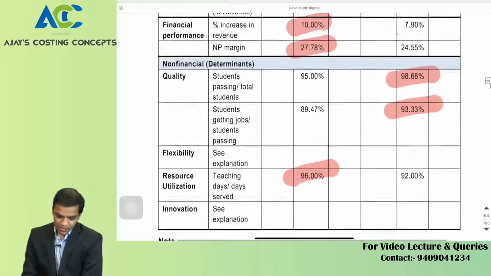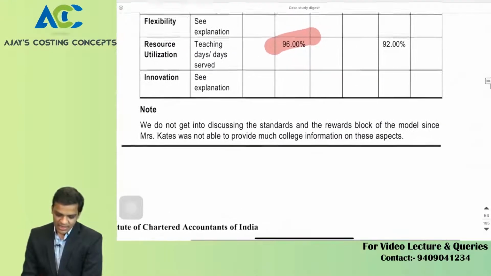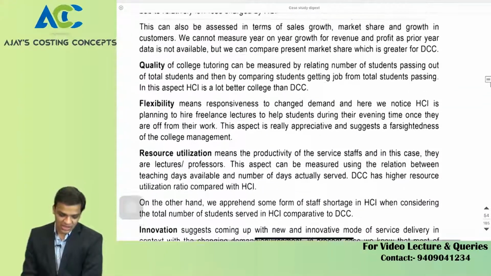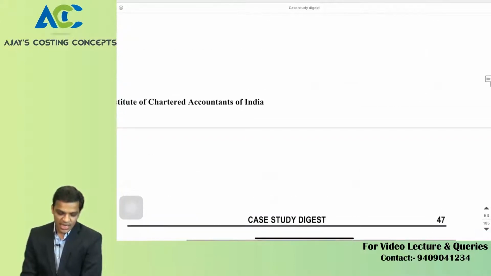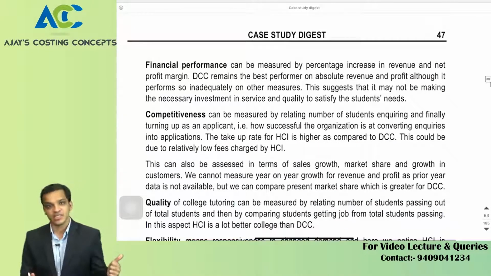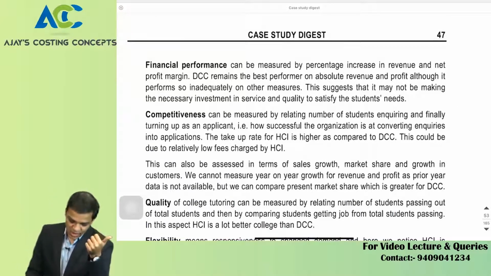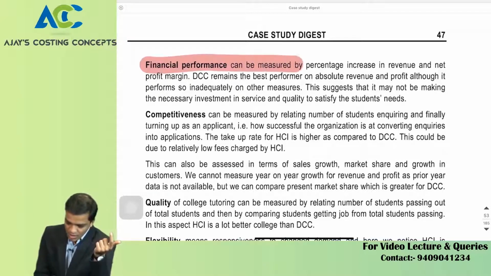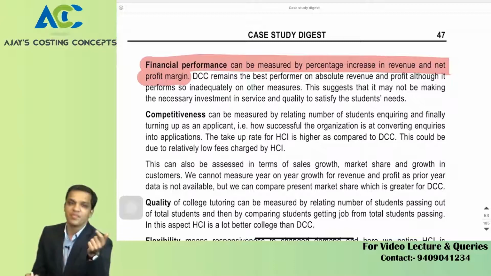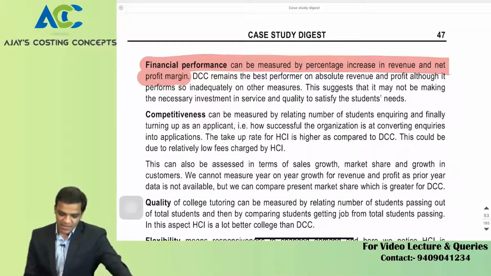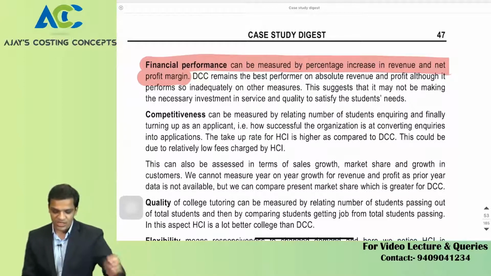Now, other than this, how would you suggest? How should your answer be? See, the answer should first be about financials. When it comes to the financials, DCC has higher revenue and profit margins. Financial performance can be measured by percentage increase in revenue and net profit margin, right? DCC remains the best performer in absolute revenue and profit, but it performs inadequately in other areas. This suggests that it may not be making the necessary investment in service and quality to satisfy the students' needs.